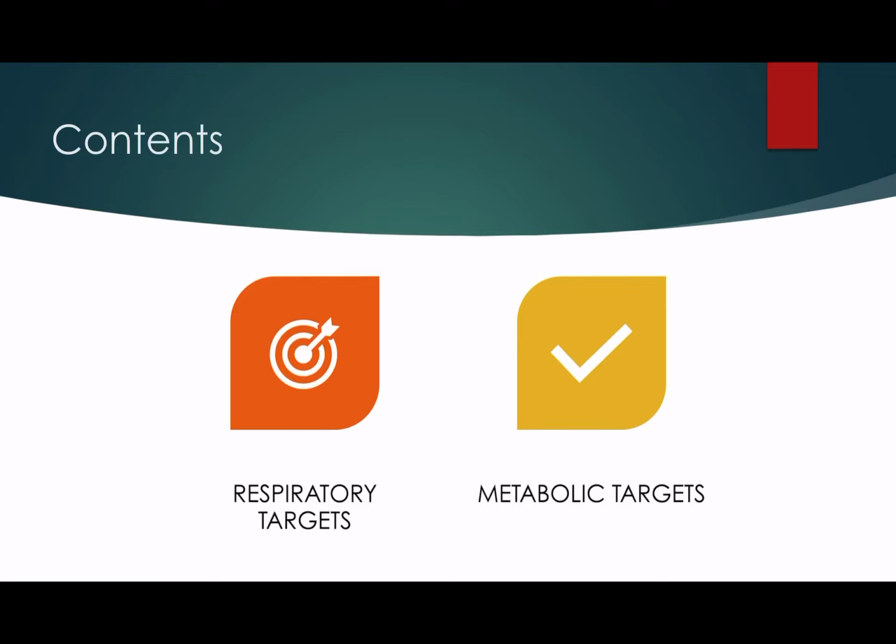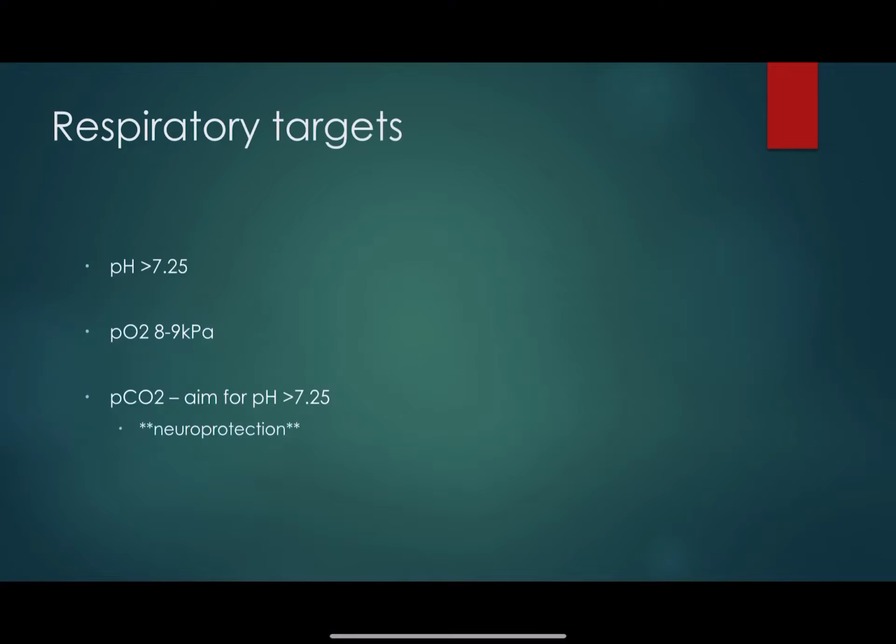You can divide the blood gas information into really two parts. The first is the respiratory targets and the second is the metabolic targets. When thinking about respiratory targets, what we're really wanting to do is to see whether the patient has adequate oxygenation and adequate CO2 removal. So the question then comes, what is adequate oxygenation?